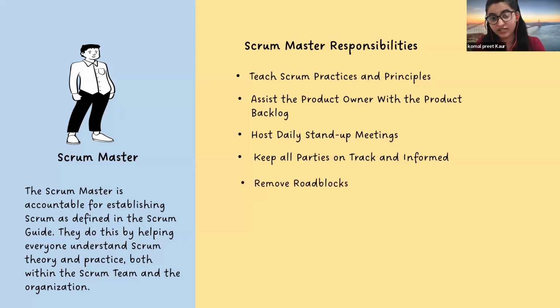And to remove roadblocks as well. Roadblocks can be, for example, if the development team is working on something and some developers are overloaded with more tasks, right? That they are not able to accomplish in the duration that they have decided. So that developer can explain to the Scrum Master, and the Scrum Master can discuss within the team, maybe in the daily Scrum meetings, and maybe give that work to someone else who has more bandwidth and fewer tasks. So that is a kind of roadblock that they can resolve.